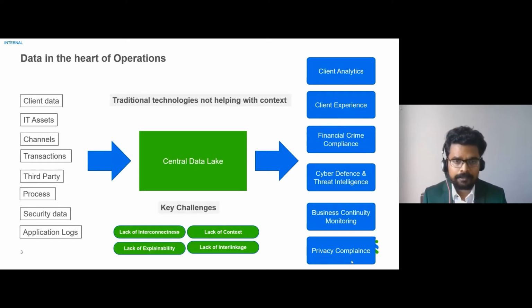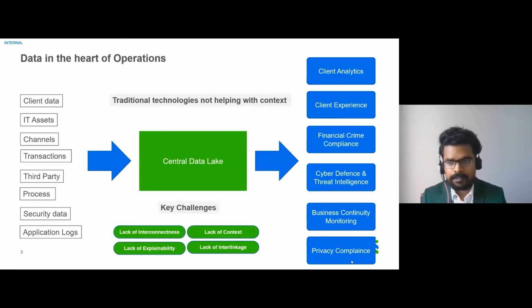I think one of them is lack of interconnectedness, right? Data itself doesn't make any sense if it is not connected. So I think the traditional technologies don't support interconnectedness. And then context, right? There are plenty of siloed analyses being done, but the context is missing. So that's also another bigger challenge.